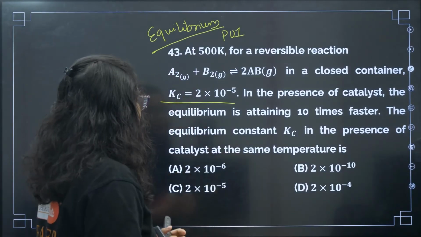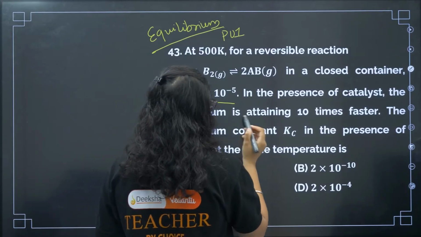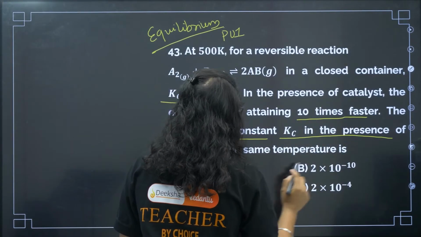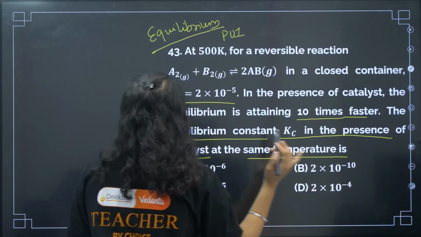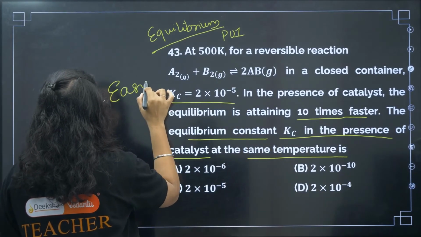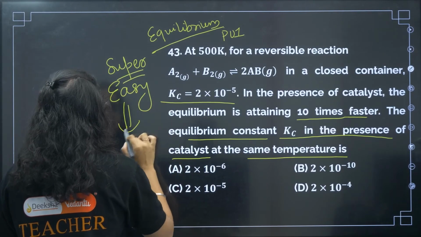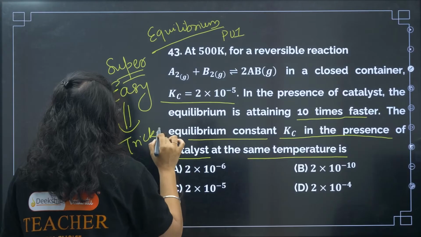Okay, now let us do it. In the presence of catalyst, the equilibrium constant is attained 10 times faster. The equilibrium constant Kc in the presence of the catalyst at the same temperature. This question is a super easy question, I'll tell you. But at the same time, it is a damn tricky question.